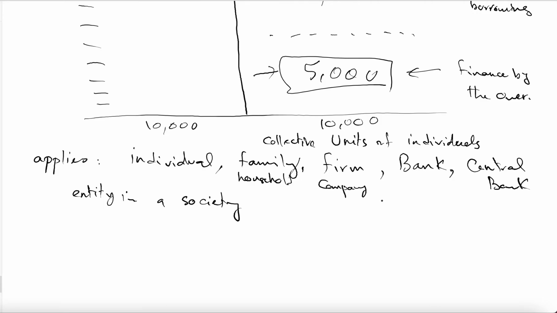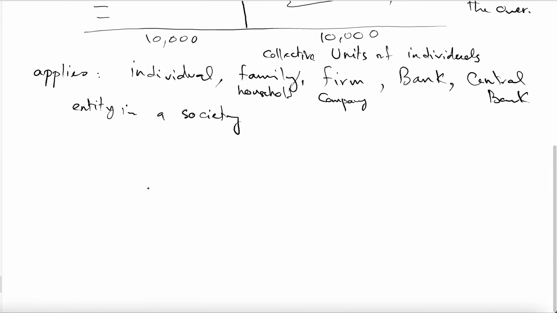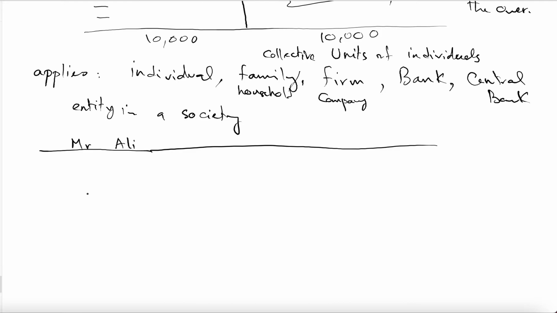Collective units of individuals. Let me give you an example of one person, Mr. Ali. Mr. Ali is trying to list his assets. So he has got some cash in his pocket. He's got some deposits, current deposit or a demand deposit in the bank. So this is his belonging.